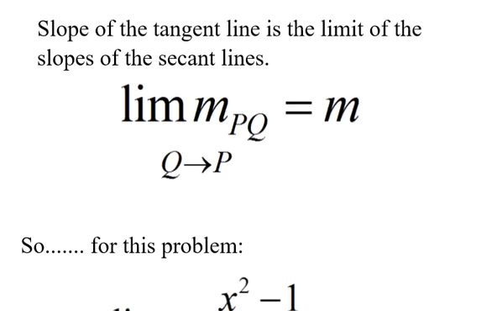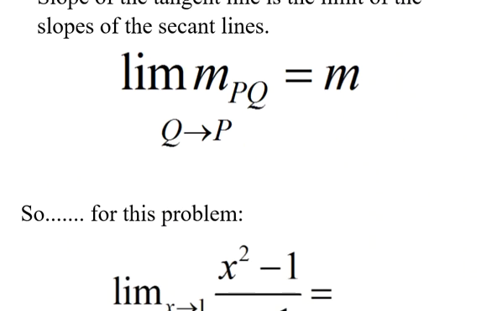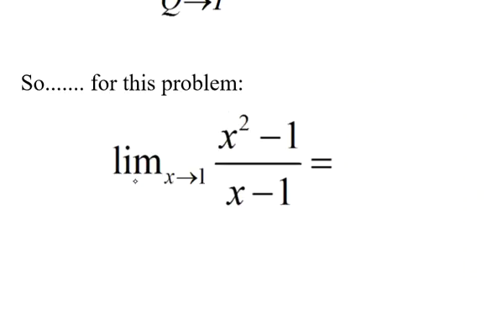All right. So for this particular problem, we're talking about the limit as x approaches 1, because that's where we were approaching. We were getting closer to that point of tangency of this slope, which was x squared minus 1 over x minus 1, and that limit came out as 2.